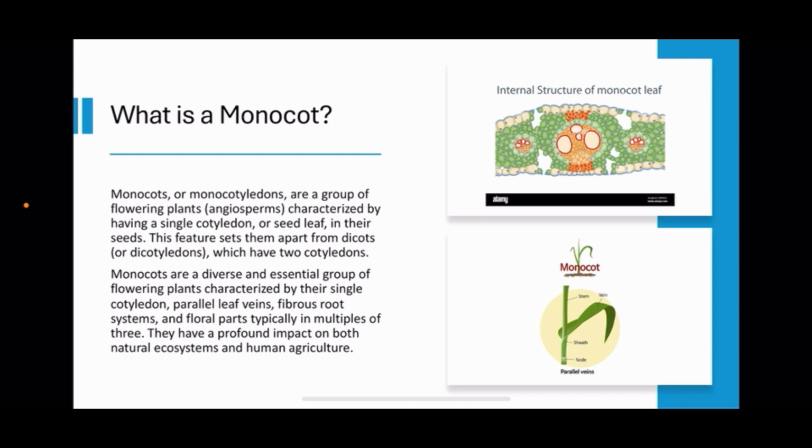The picture on the top right shows the internal structure of a monocot leaf, and the picture on the bottom right shows the monocot leaf with the parallel veins, the node, the sheath, the stem, and the vein.